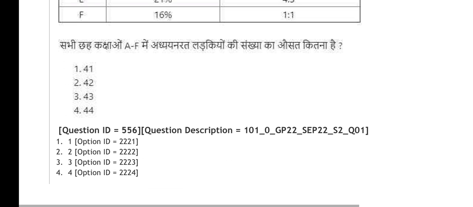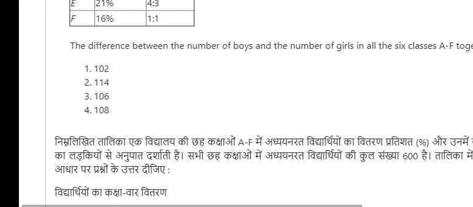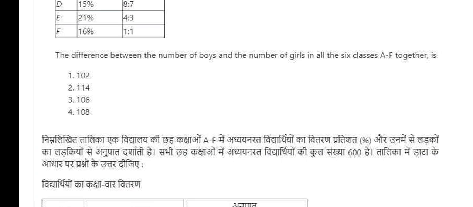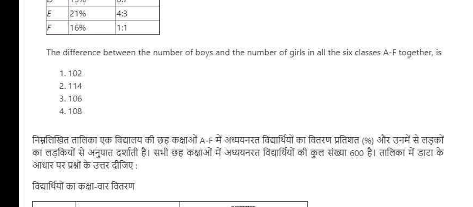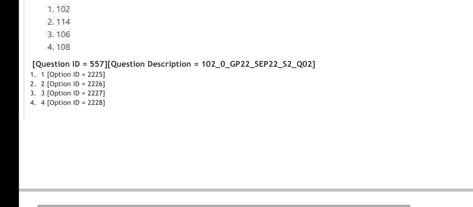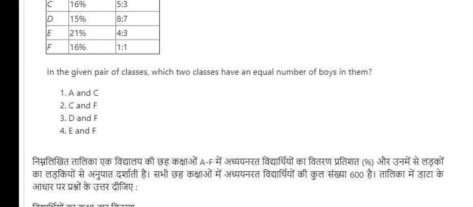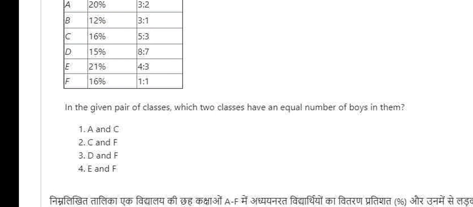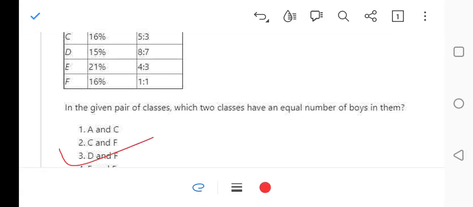Second question says, the difference between the number of boys and the number of girls in all the 6 classes A to F together is what? 102, 114, 106, 108. It will be 104. Number 3 says, in the given pair of classes, which 2 classes have an equal number of boys in them? A and C, C and F, D and F, E and F. It will be D and F, according to me.